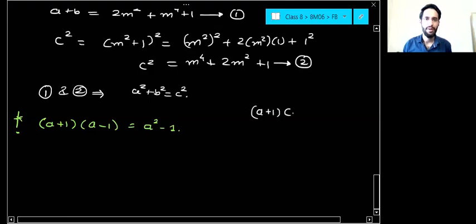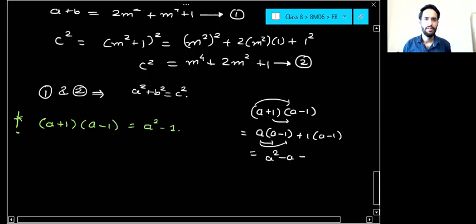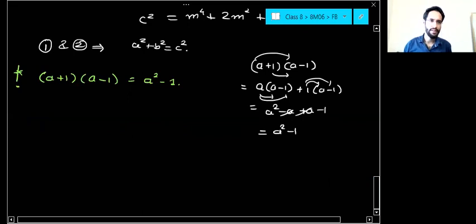If I multiply a plus 1 with a minus 1, first a with the whole bracket, a into a minus 1, then 1 with the whole bracket, plus 1 into a minus 1. So this will give me a square minus a, plus 1 into a minus 1, that is plus a minus 1. Plus a minus a will get cancelled out. This is a square minus 1. Is it clear?